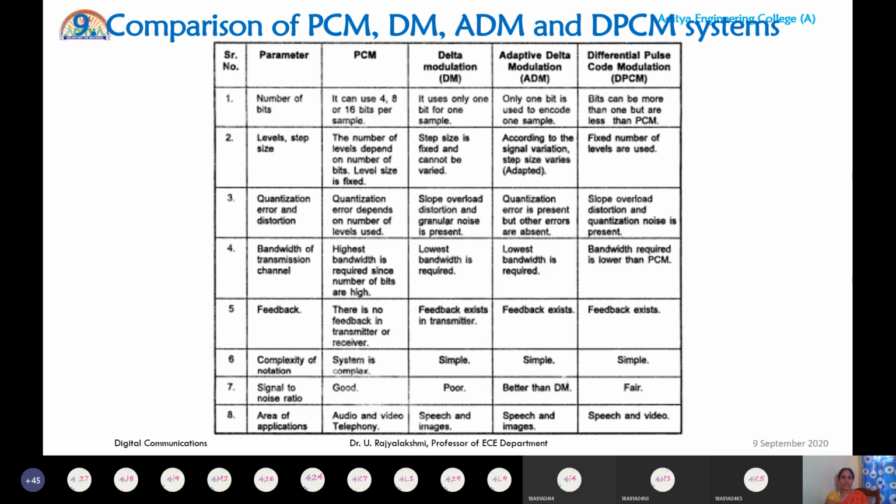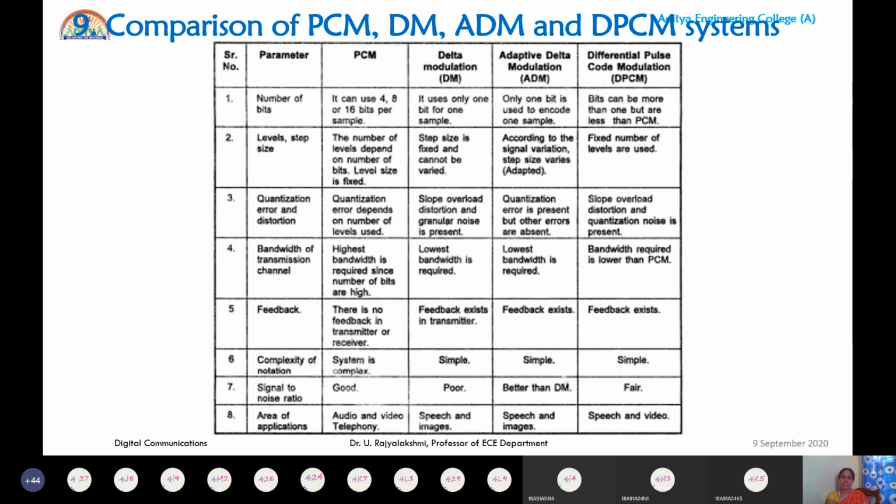Now this is a comparison of PCM, delta modulation, adaptive delta modulation, and differential PCM in all aspects. We discussed it so many times. The first one is number of bits, second is number of levels, third is quantization error. This slope overload distortion and granular noise we can avoid by using adaptive delta modulation. Coming to the bandwidth, the highest bandwidth requirement is in PCM and the lowest bandwidth is in adaptive delta modulation. Regarding SNR, we have the highest SNR in PCM and the lowest SNR in DM, and you can improve the SNR of DM by making use of adaptive delta modulation.